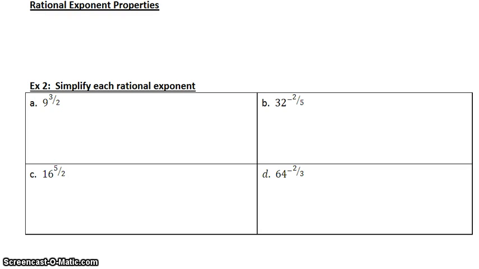Okay, this is 7.1 part 2. We're going to do some rational exponent properties, and the first one I already showed you. So the first rational exponent property is the fact that if I have a base, my exponent is a fraction m over n. The bottom number is the index number, and the top number is the exponent of the base.